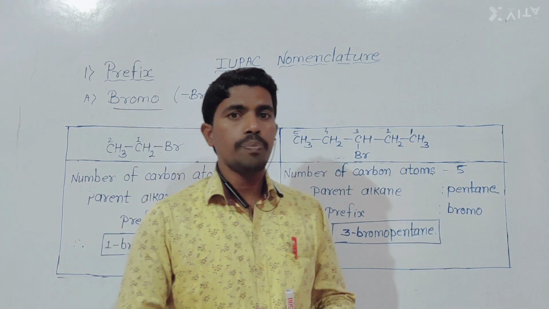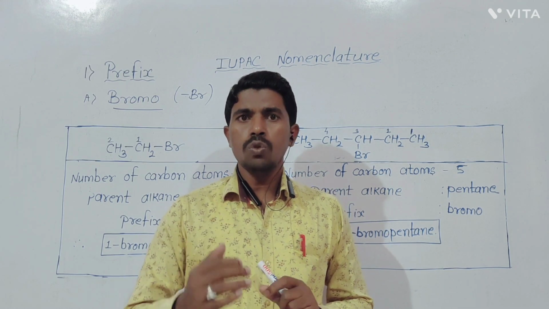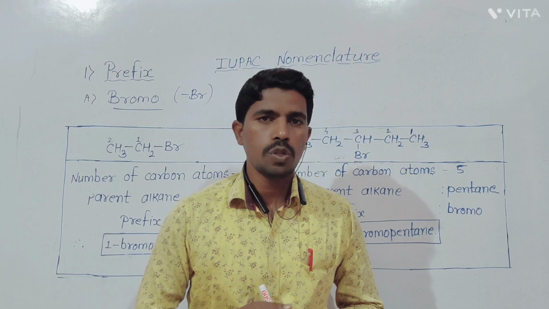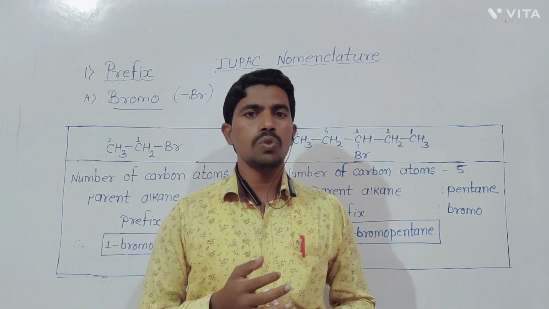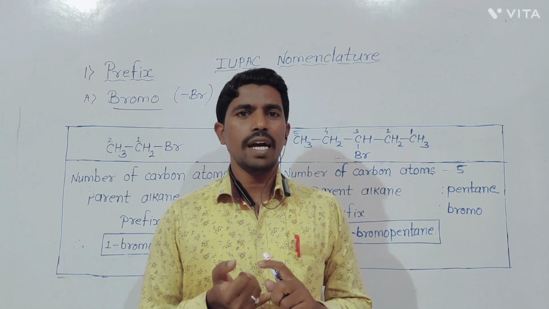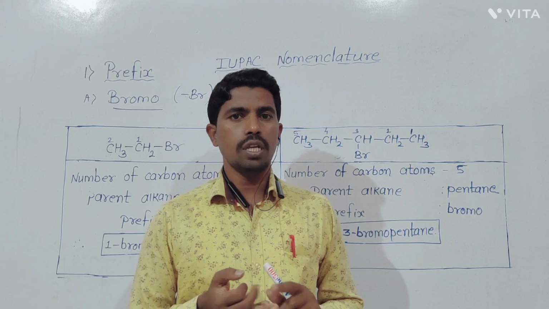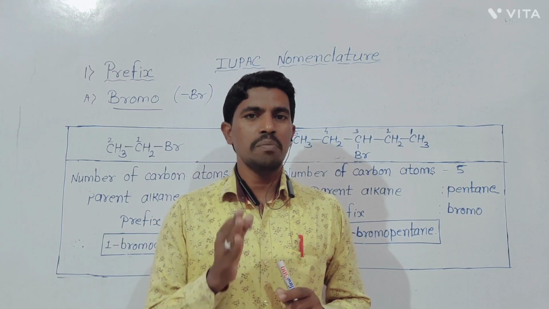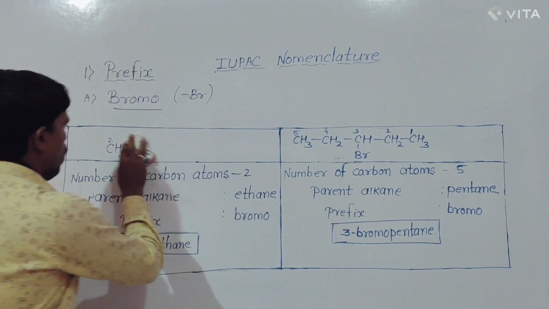So now we will see di, tri, tetra. If two or more same substituents are attached to the straight chain, then we should use the prefix di, tri, tetra for 2, 3 and 4 same substituents. For example, we will see an example.